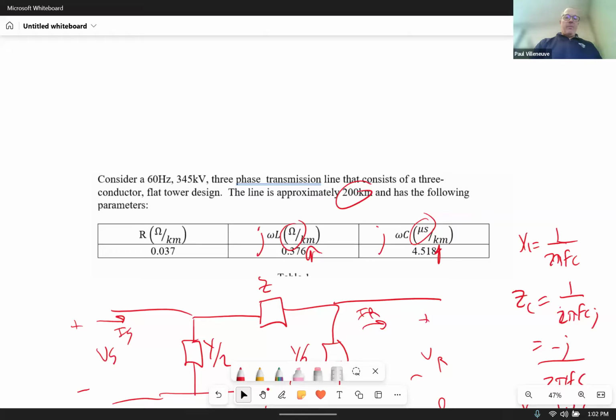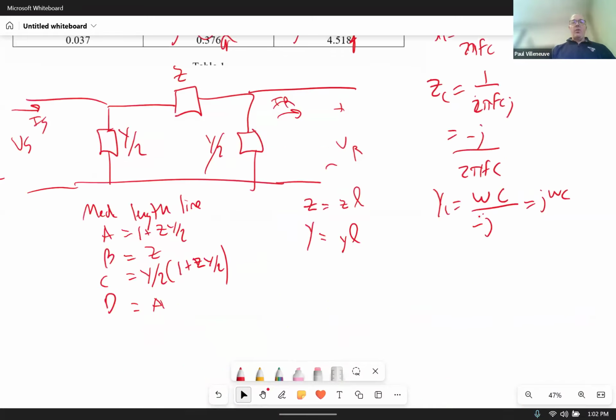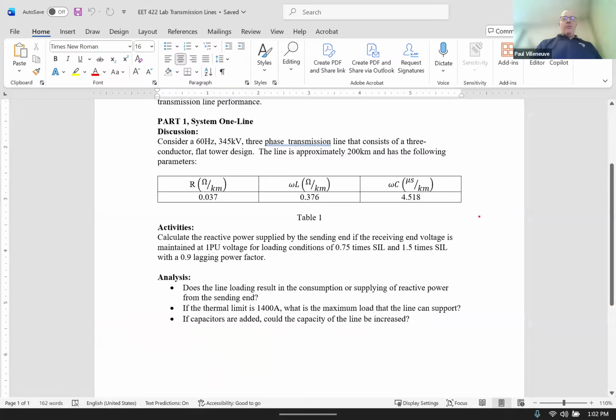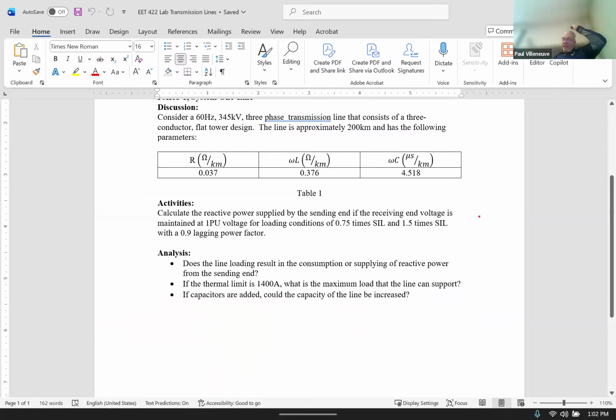Now, we've got to go back to the lab handout and look, what are the load requirements? Boy, oh boy, this computer is really working hard today. So we want to go ahead and calculate the reactive power supplied by the sending end if the receiving end is maintained at 1 per unit voltage for loading conditions of 0.75 SIL and 1.5 times SIL.